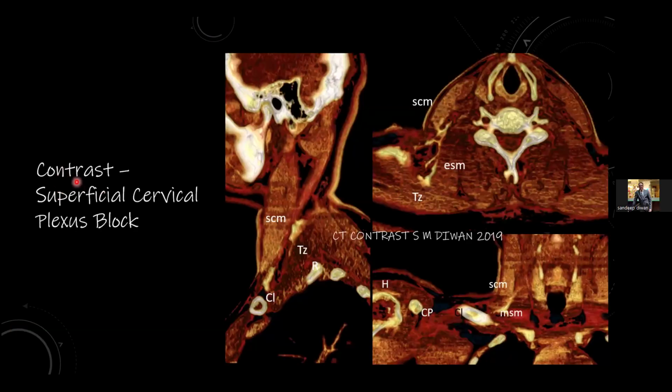So now when you inject contrast in the superficial cervical plexus, you'll find that in the sagittal plane between the sternocleidomastoid and the trapezius, this is the spread of the dye. That's around 10 ml of local anesthetic. In the axial section, it spreads in the erector spinae plane, but lateral to that until the trapezius. And in the coronal plane, you will find it spreading right into the level of the brachial plexus. So 10 ml of local anesthetic in the superficial cervical plexus can spread in all these areas.